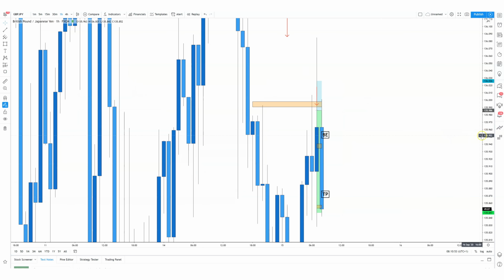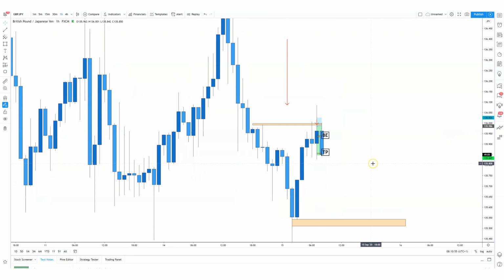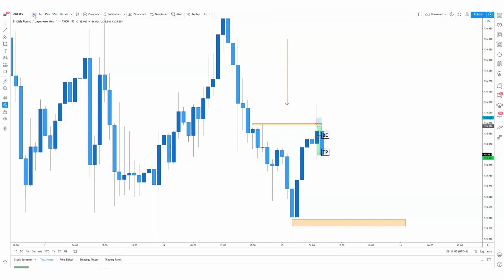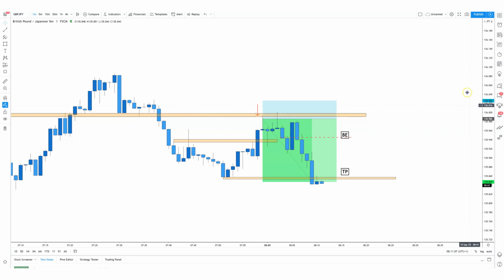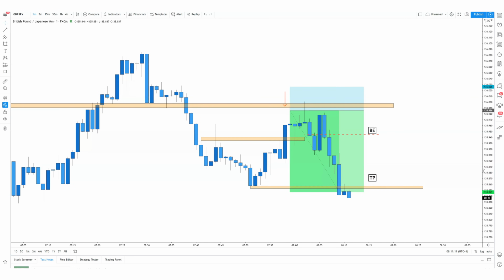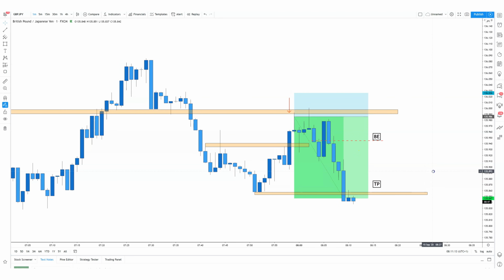The whole trade was built up from the structure on the hourly time frame. Evidence here of this wick failing to close above, bearish pressure, waiting for price to come back into a key level, taking that trade with confidence, and then riding it down just for one candle, single close. And as you can see, we absolutely destroyed it with 3.5, or 3.48%, profit.